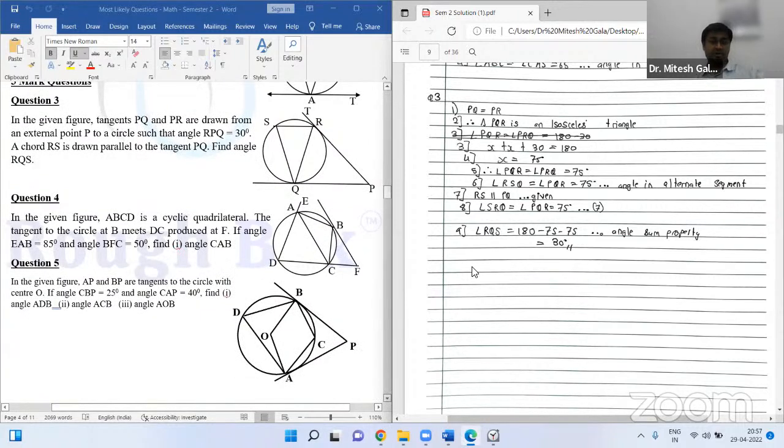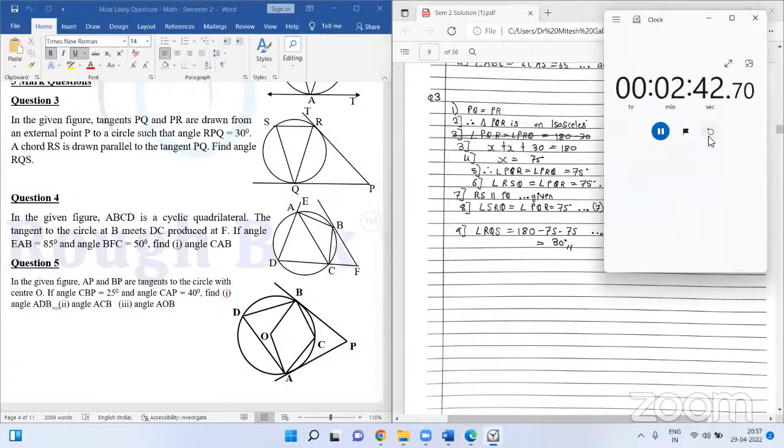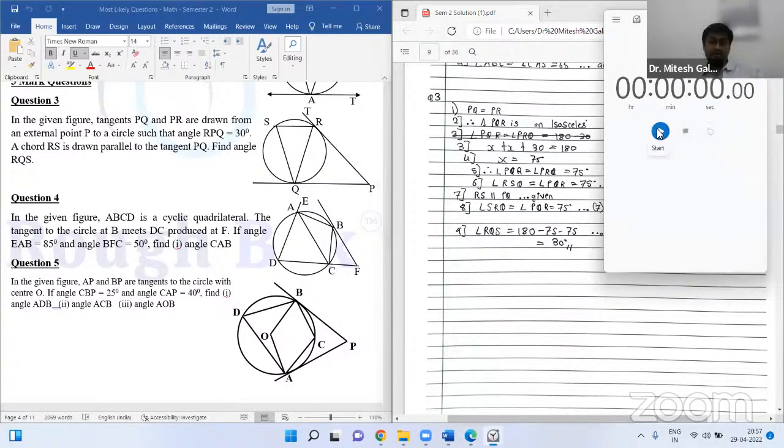Okay, question number 4. If we write the steps in the answer sheet as 1, 2, 3, 4, is there any problem? No problem at all. It's all good. Begin question 4. Question 4 is slightly tough. I'll give you more time, maybe around 2 minutes. Try it.